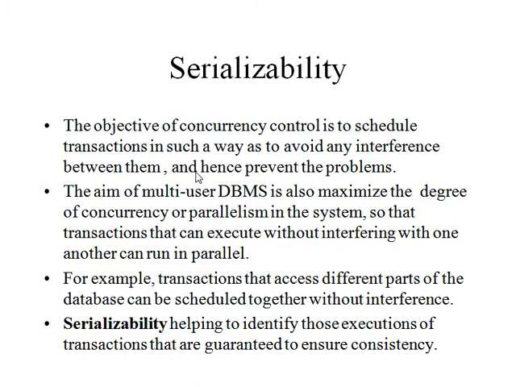However, in real time, especially in online accessing of the database by multiple users, there should be concurrent transactions or parallelism in the system, so that transactions that can execute without interfering with one another can run in parallel to have a consistent state of the database. So all the transactions that access different parts of the database can be scheduled together without interference.